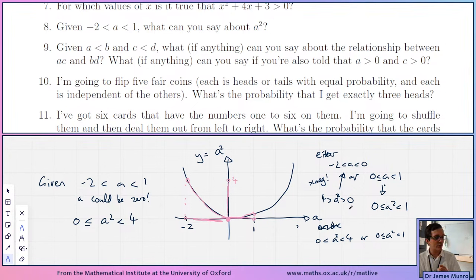If we have a is less than 4 and a is less than 1, wouldn't we only have a is less than 1? This is an or. It's not an and, it's or. Either we're on the left of the graph or on the right of the graph, either or. So either a squared is less than 4 or a squared is less than 1 means, well, the second bit's kind of redundant, right? He told me that a squared is less than 4. Or maybe a squared is really small.